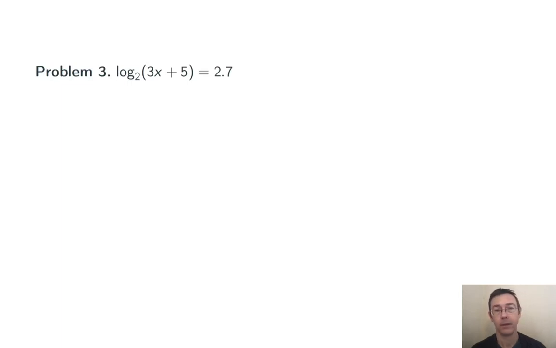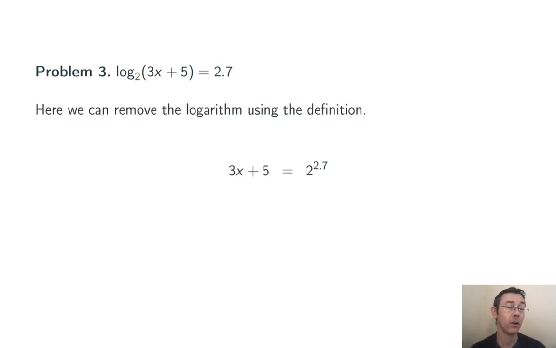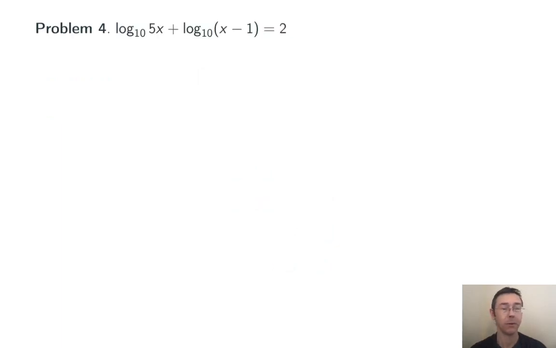Problem 3. Log base 2 of 3x plus 5 equals 2.7. Here, I'm going to get rid of the logarithm just using the definition. 2 to the 2.7 is 3x plus 5. Basically, I've written that logarithmic equation in exponential form. 2 to the 2.7 is about 6.50. Now I subtract 5 and divide by 3 to get my answer. It's about 1/2.